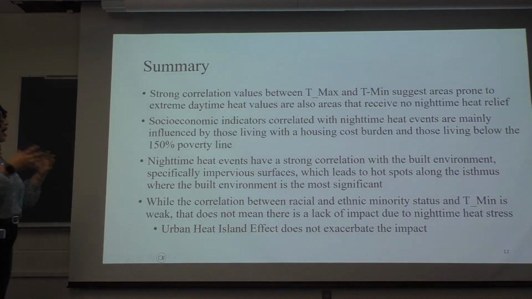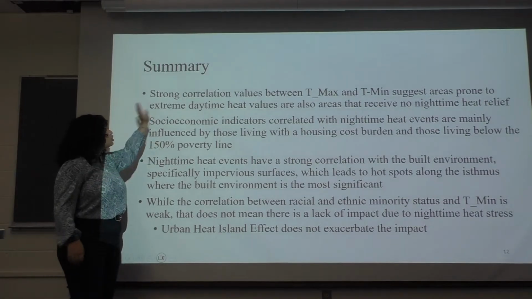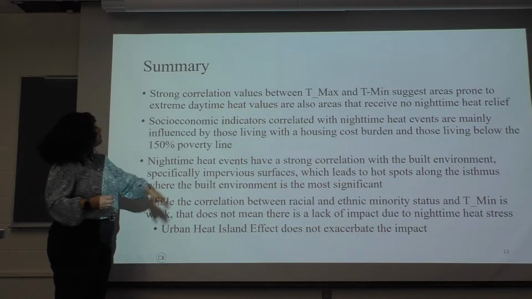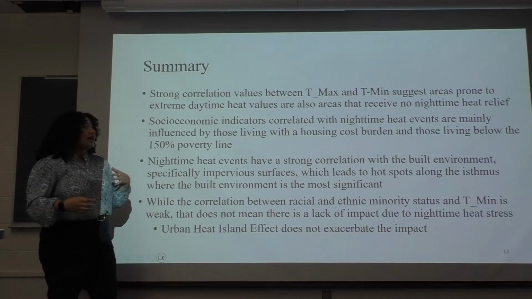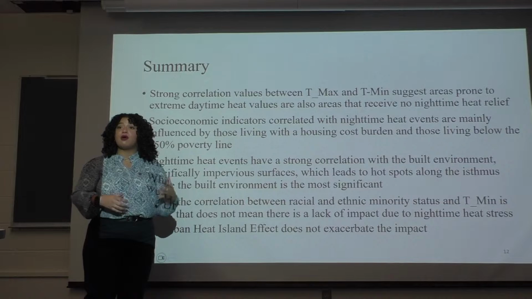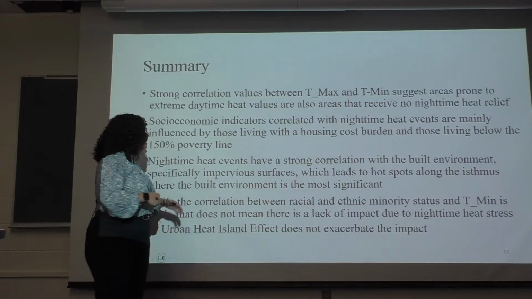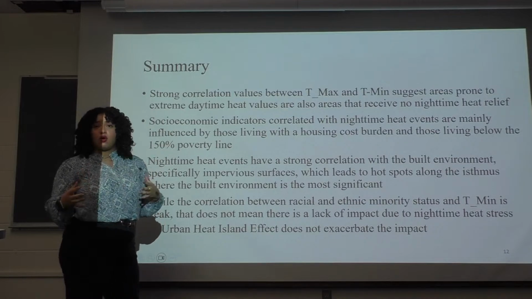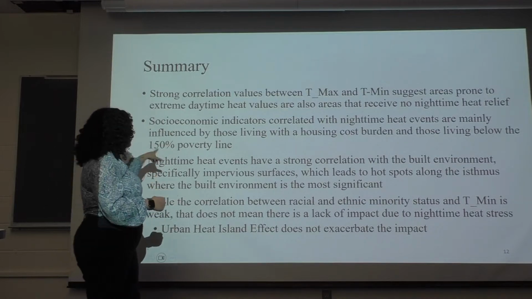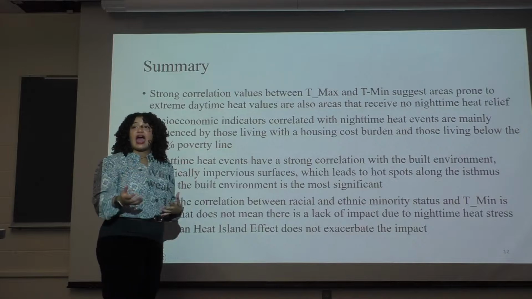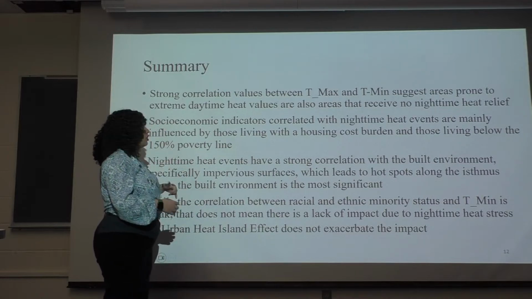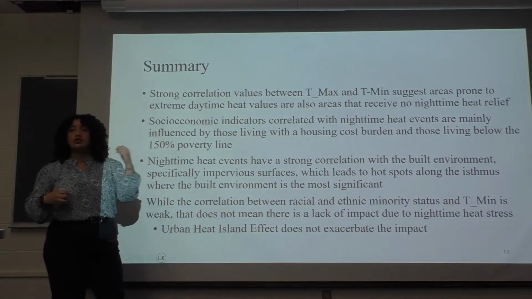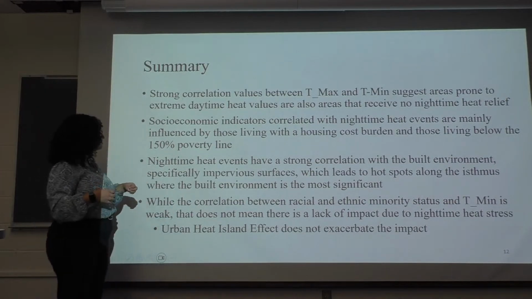So to summarize our research this summer, we found that there are strong correlation values between maximum temperature and these extreme nighttime heat events, which suggests that areas that are not receiving any relief during the daytime are also not receiving any relief in the nighttime. We also found that the socioeconomic indicators most strongly correlated with these nighttime heat events are mainly influenced by those living with a housing cost burden or those living below the 150% poverty line. So these people within that variable are most correlated with those extreme nighttime heat events.